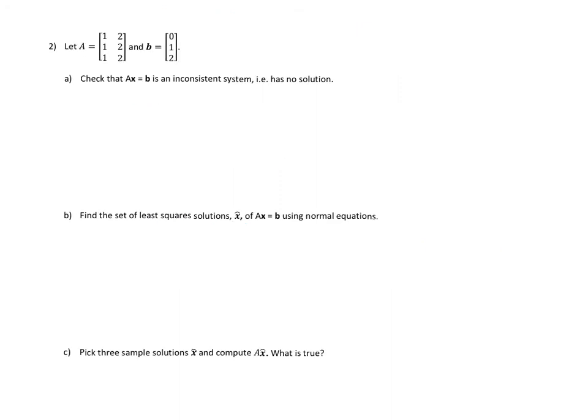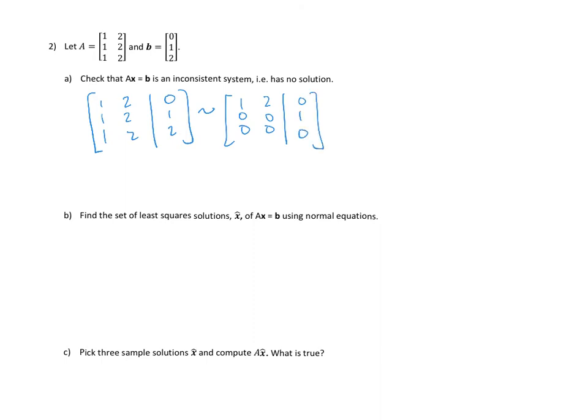Okay, we're going to do another problem like the previous one. I have a matrix A, 1, 1, 1, 2, 2, 2, and B, 0, 1, 2. If I try to solve this system A x equals B, this row reduces to 1, 0, 0, 2, 0, 0, 0, 1, 0. And this second row says 0 equals 1, which is impossible, which tells me that this system is inconsistent. There is no solution.